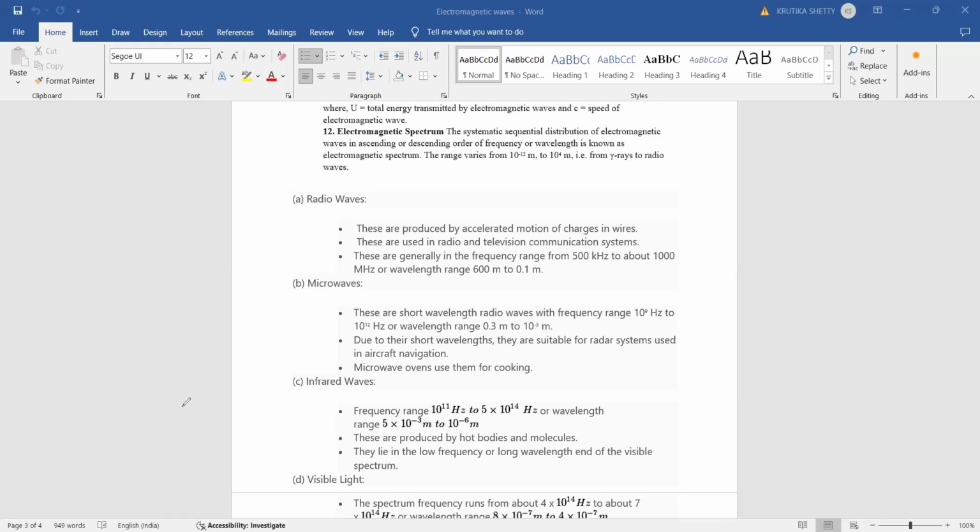Now, the uses of the microwaves, students. So please copy down the uses of the microwaves. They are used in the microwave ovens. Okay, so they are used in the ovens. Then next, in the radar system. In the radar system, we use it.